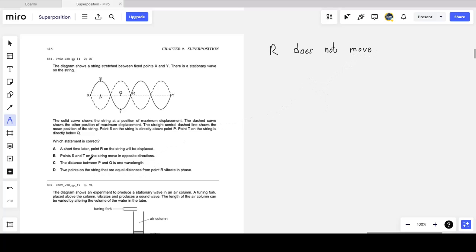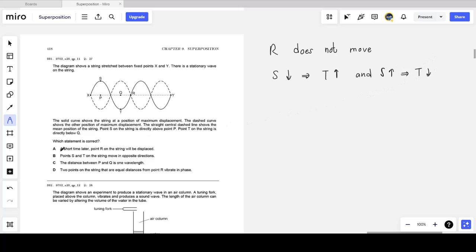But what about the next statement that says points S and T on the string move in opposite directions? Well, at one point in time, S is at the highest point and T is at the lowest point. So what this means is when S starts to move down, then obviously the whole stationary wave is going to move, and T at the same instant in time is going to start moving up. And that's going to happen always in the opposite direction. So when T reaches the maximum point above Q, S is going to be at the minimum point below P. And they'll always be moving in the opposite direction. So when S now moves up, then point T moves down.